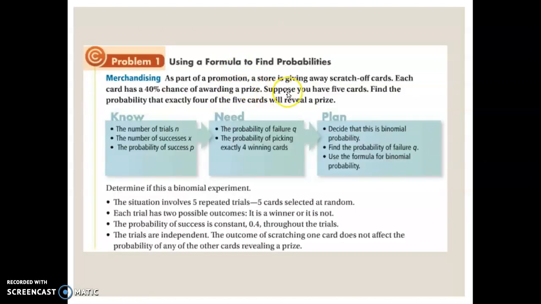As part of a promotion, a store is giving away scratch-off cards. Each card has a 40% chance of awarding a prize. Suppose you have 5 cards. Find the probability exactly 4 of the 5 cards will reveal a prize. Okay? So this is pretty much like what we just did, except for the chances. You have a yes or no, it will have a prize or it won't, win or not. Probability of success is constant, 0.4 throughout the trials, and they are independent. One card does not affect the other.